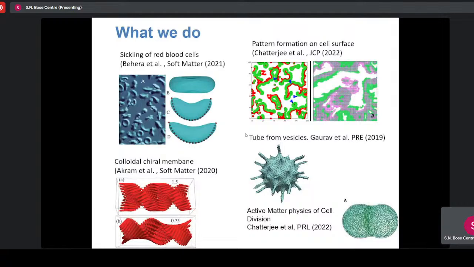Before that, this is just a one-slide advertisement of what we do, mostly for students and postdocs. So we work on membrane physics, liquid crystals, reaction diffusion systems, and recently found interesting active matter in the context of cell division. So today I will mainly focus on membrane physics, the interaction between membrane and liquid crystals.